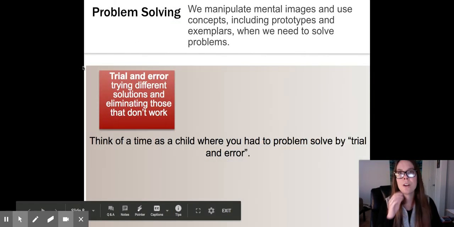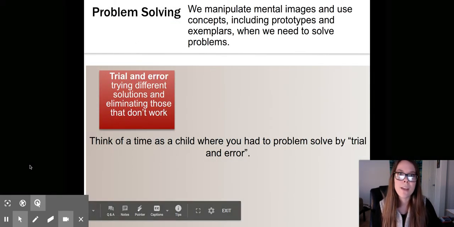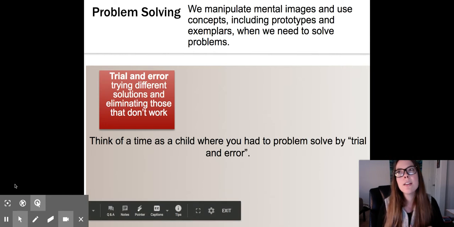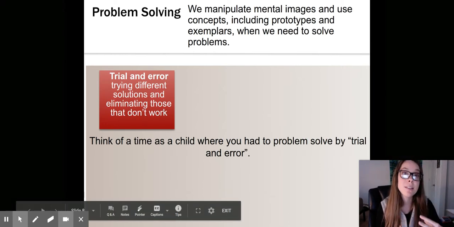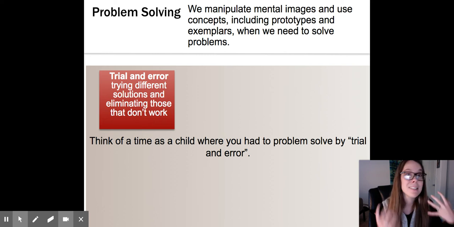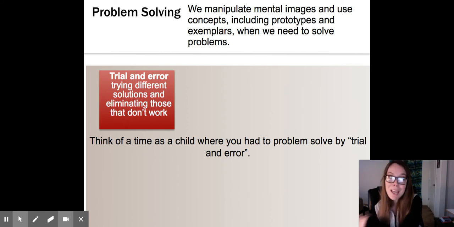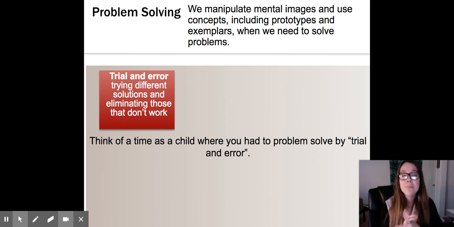So now we're going to talk about different ways that we can problem solve. Problem solving is when we manipulate mental images and use concepts, including prototypes and examples, when we need to solve problems. And the biggest one we use, especially from birth to probably elementary school, is trial and error, right? This is the simplest way to problem solve: trying different solutions and eliminating those that don't work.